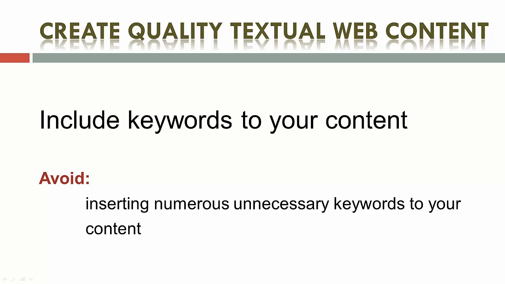Include keywords in your content. Think about the words that a user might use to find a piece of your content. Use those words in your text, as having keywords appear more than any other words likely acts as a relevancy signal. But make sure that your content sounds natural and is pleasing for readers. Remember, now Google Hummingbird welcomes long-tail keywords. Avoid inserting numerous unnecessary keywords into your content.